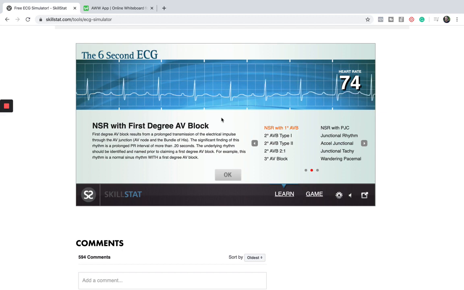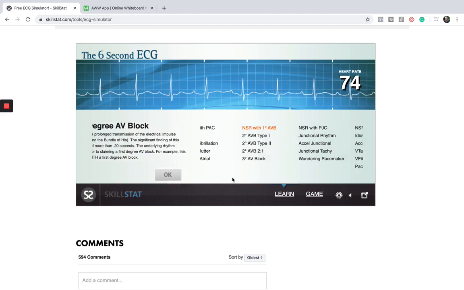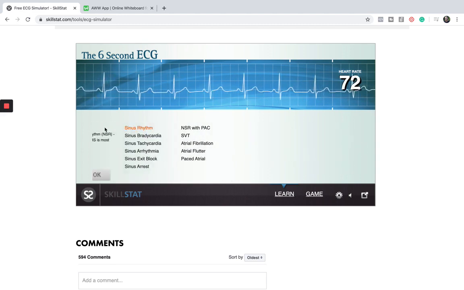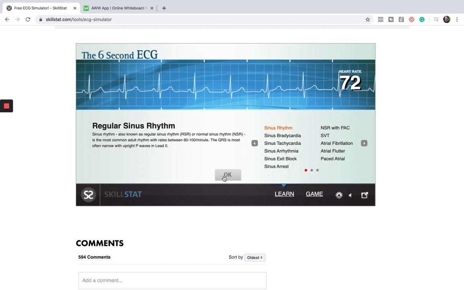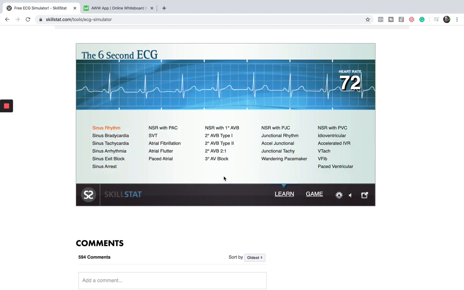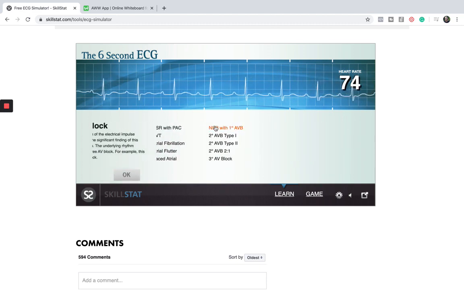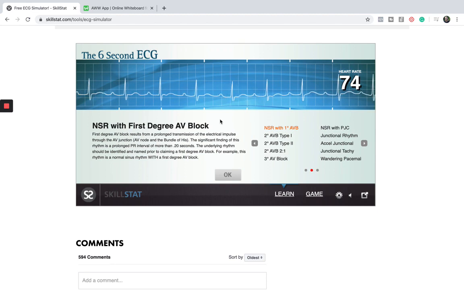Okay, so here we go. This is your heart blocks. Heart blocks here, you can see, it looks pretty normal, right? But what's different between this and sinus rhythm? Let's look at it carefully. Here's normal sinus. Here's sinus rhythm with a first degree heart block.